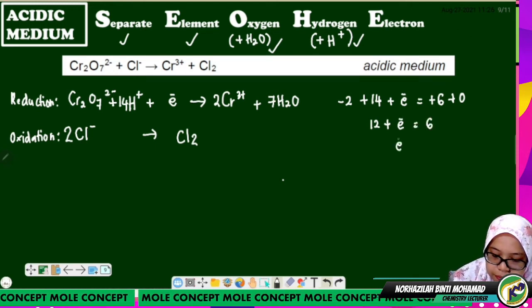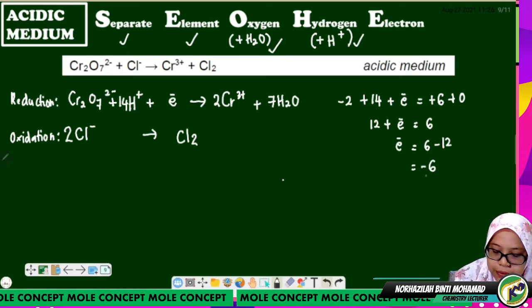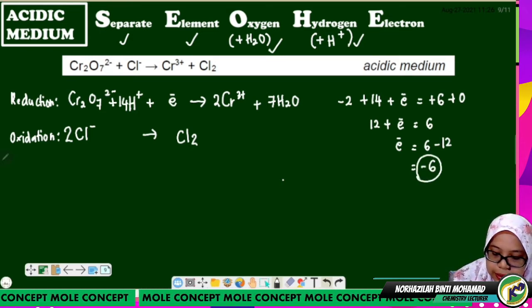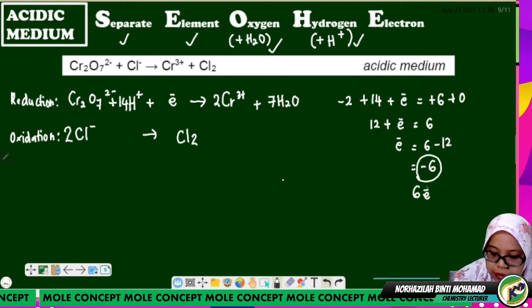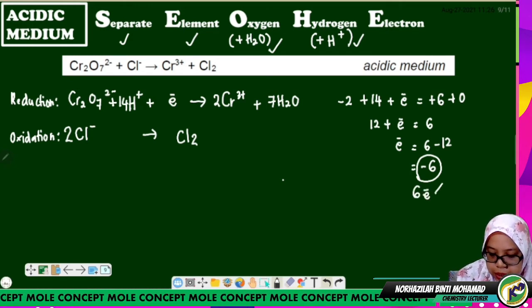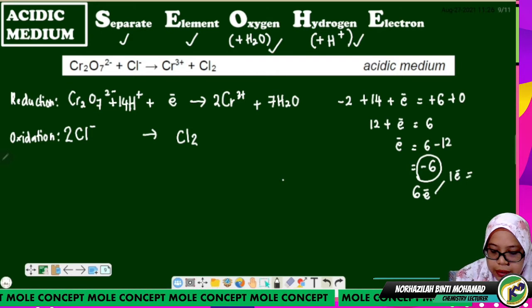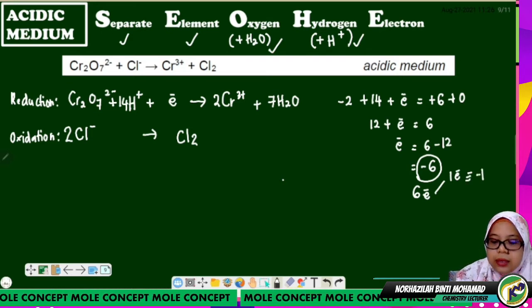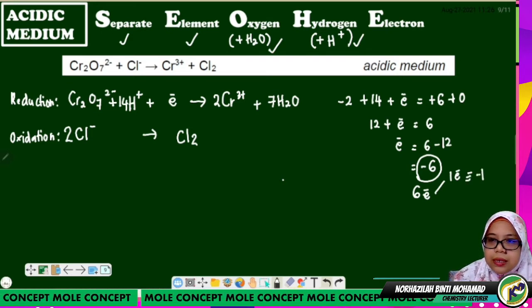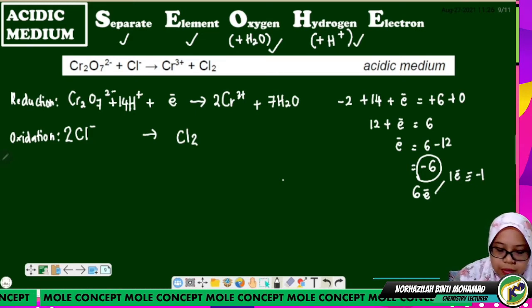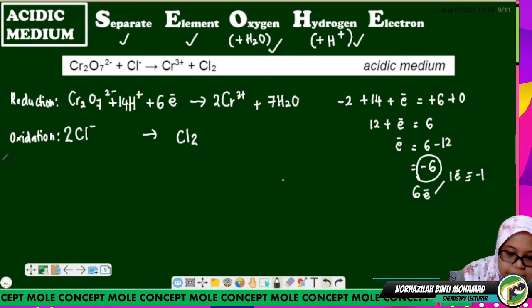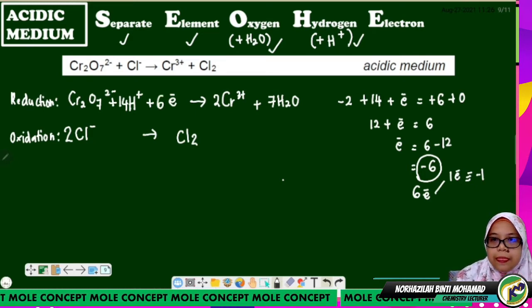So the number of electrons is equal to 6 minus 12. 6 minus 12 is negative 6, which means we have 6 electrons. Why? Because one electron carries negative 1 charge. So if you have negative 6, it means you have 6 electrons. So we put 6 electrons there.